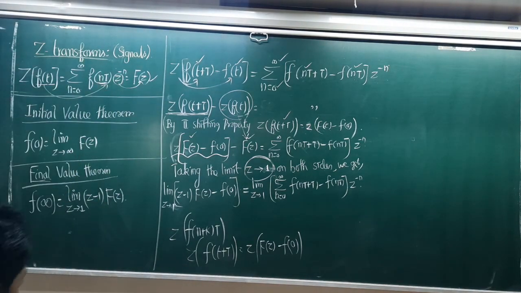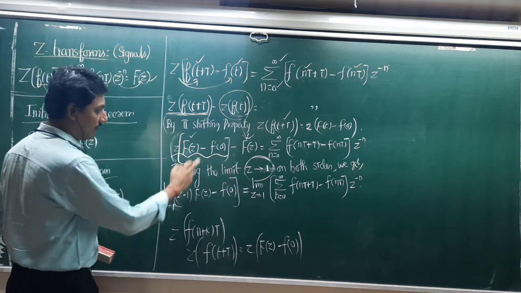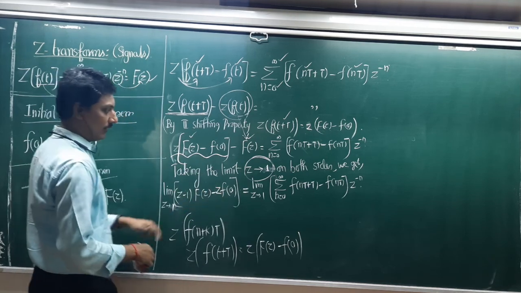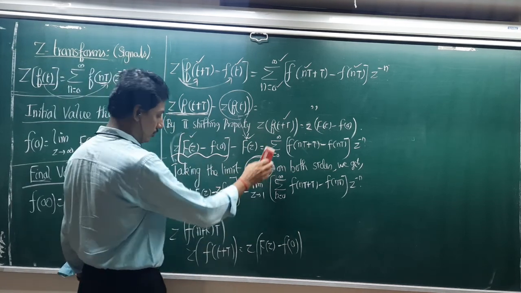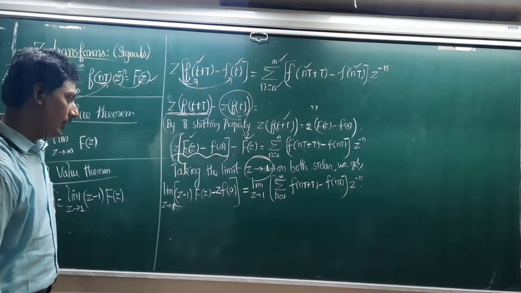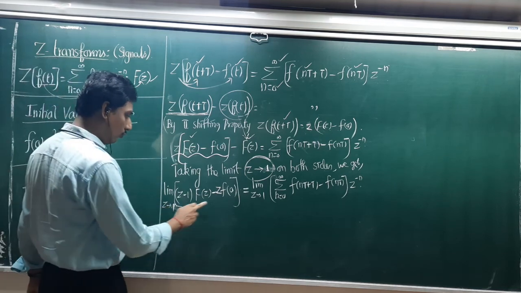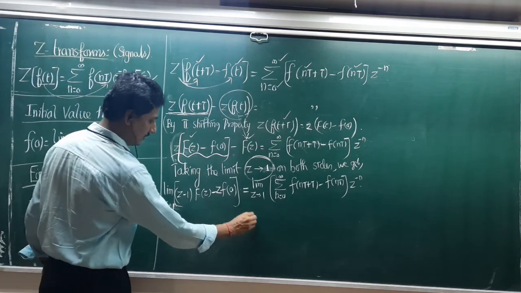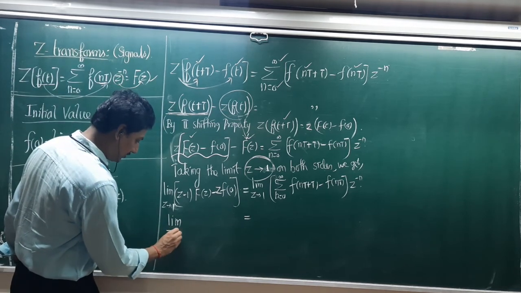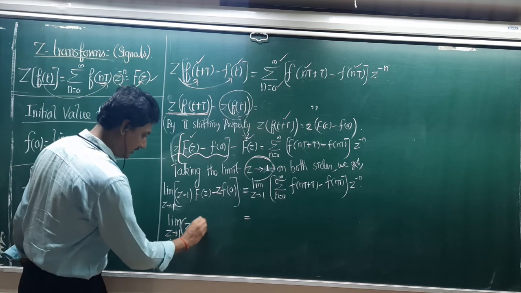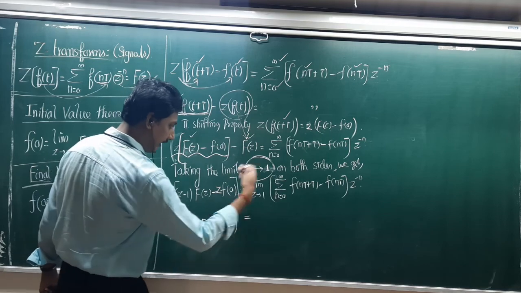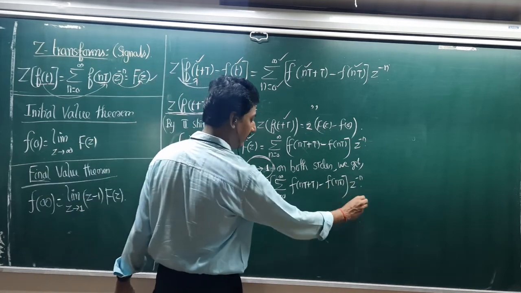So limit z tends to 1. By combining these two terms, we get (z minus 1) F of z, because F of z is common, minus z into f of 0. On the right hand side, limit z tends to 1, sigma n equal to 0 to infinity of f of (n T plus T) minus f of n T, into z power minus n. Now putting z equal to 1, let's see what happens. The left hand side becomes limit z tends to 1 of (z minus 1) into F of z minus, by putting z equal to 1, f of 0. In the right hand side, by putting z equal to 1, this becomes 1 power minus n.